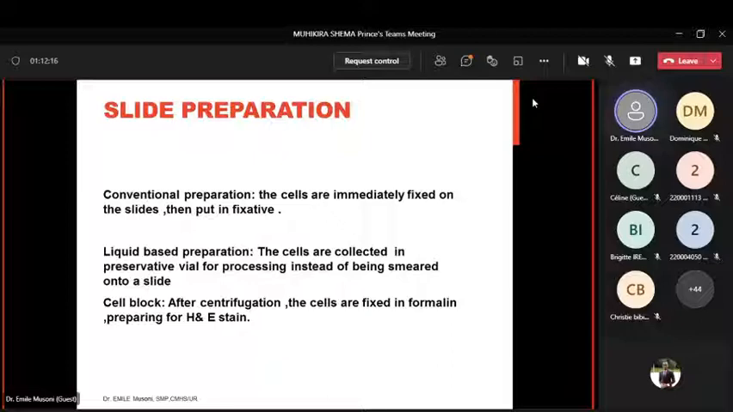For liquid-based cytology, the sample is collected and put immediately in a fixative, what we call a preservative vial, for processing, instead of being smeared on the slide. You don't put the sample on the slide immediately. You put the sample in the preservative vial. Liquid-based cytology.